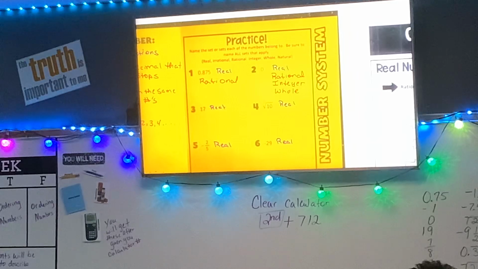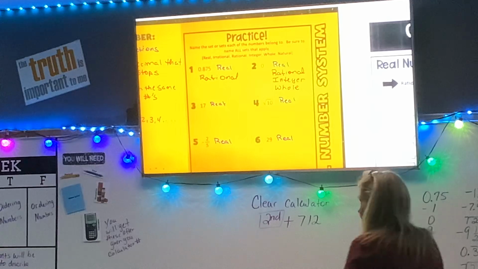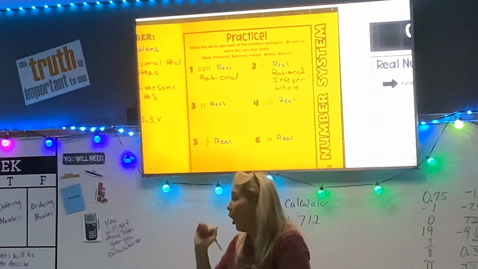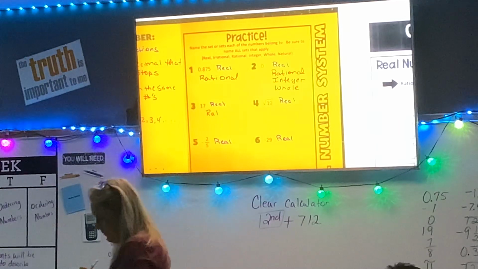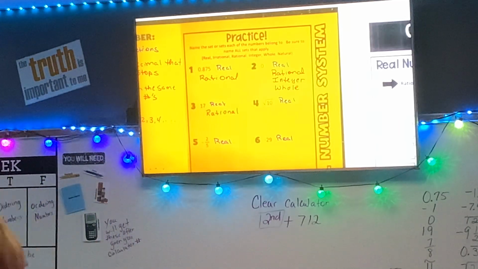Number 17. Where would the number 17 fall? A natural. It's a natural number. It's a counting number, right? That's the same thing as a natural number. So guess what? It's all of them but irrational. So rational, integer, whole, and natural. If you need to make 2 columns there, you can.